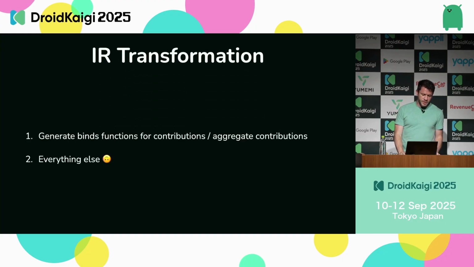Metro's IR transformation runs in two parts. First, it generates those binds functions we generated in FIR for contributing types. Along the way, we also collect information about all of the contributions. And second, it transforms everything else.